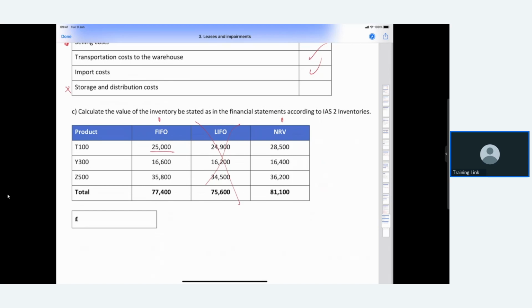So it would be 25,000 for T100, 16,400 for Y300, and 35,800 for Z500. And all we would do is add the figures together. So 25,000, 16,400, and 35,800. Here is a total of 77,200. So that would be our inventory valuation.